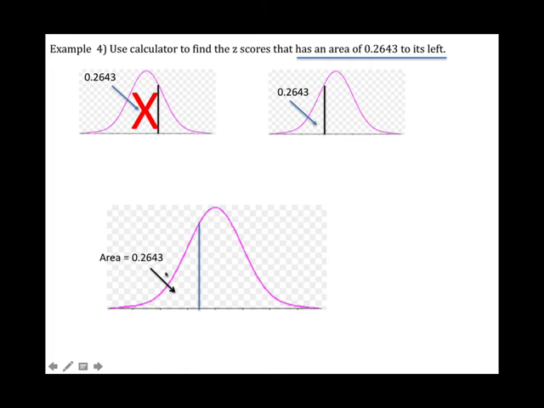So use your calculator and do inverse norm. Z-score equals inverse norm of the area from the left. You should get negative 0.63. Double check your work, think about it. This is a normal distribution. When you cut it in half, the left-hand side is the negative z-scores and the right-hand side is the positive z-scores. Since your area here is less than half, your z-score should be negative.